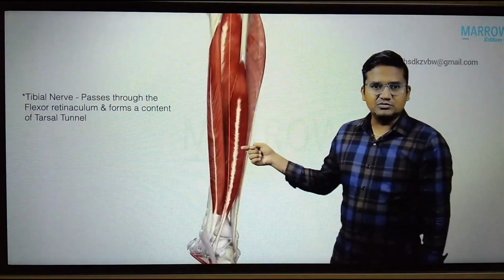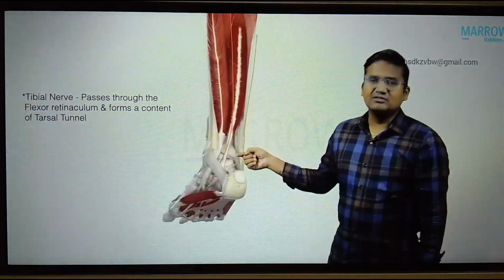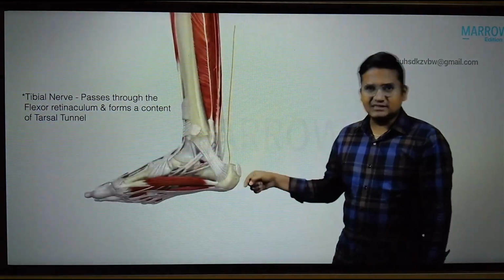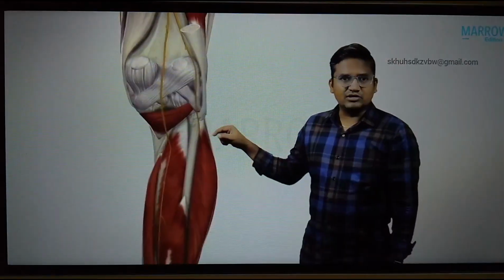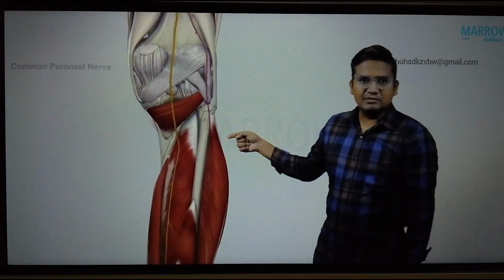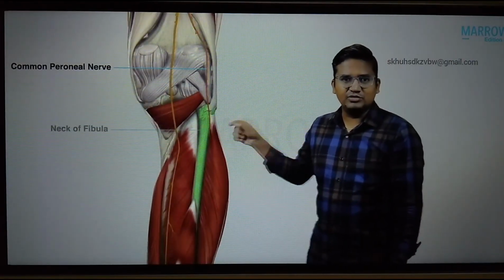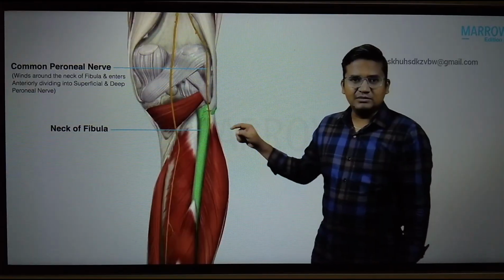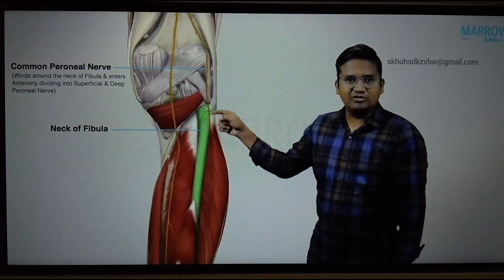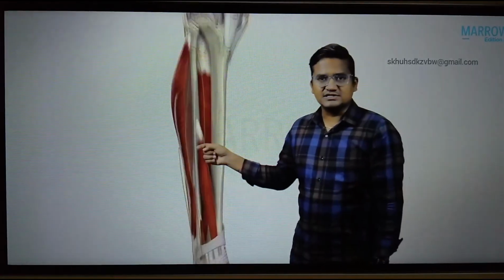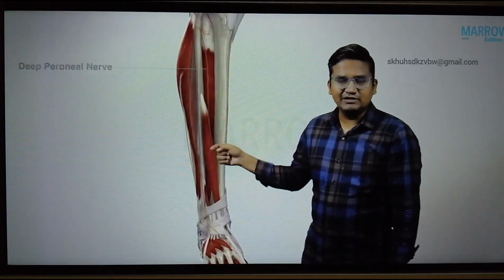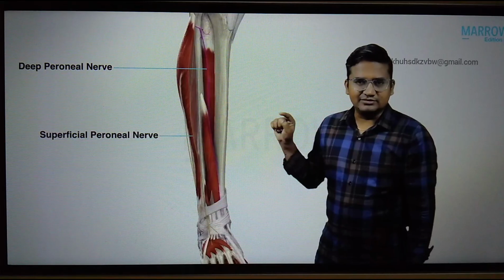And the tibial nerve also passes below this band. What band? Flexor retinaculum band. And then enters the sole. Okay? Right. Now, that is our common peroneal nerve. See here, common peroneal nerve is winding around the neck of fibula. After winding around the neck of fibula, it comes to the front side and divides into two branches: our deep peroneal nerve and superficial peroneal nerve.